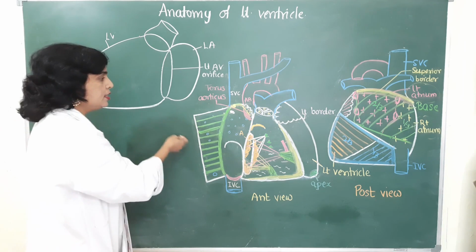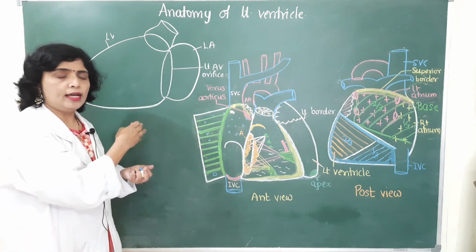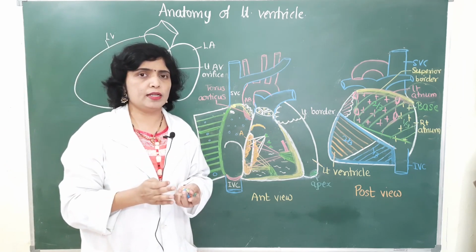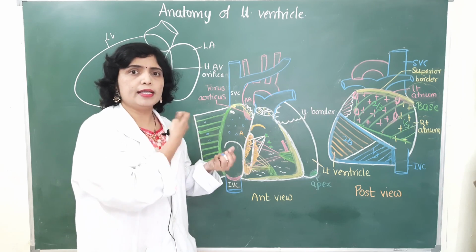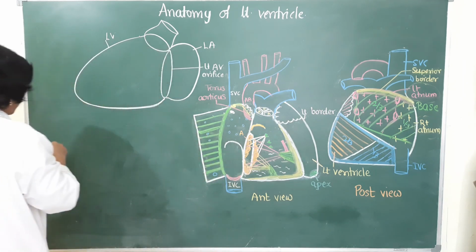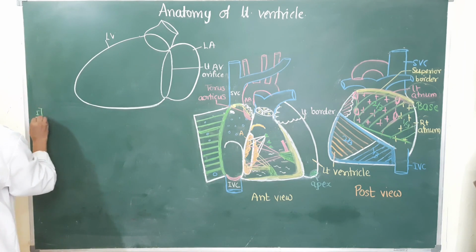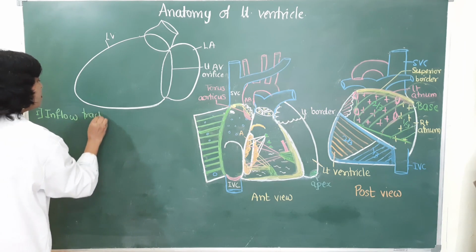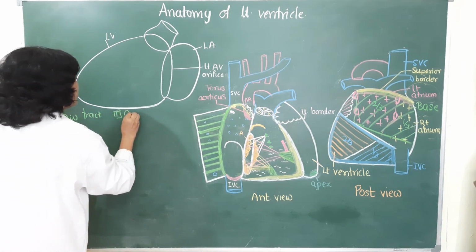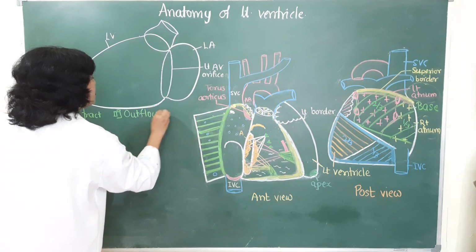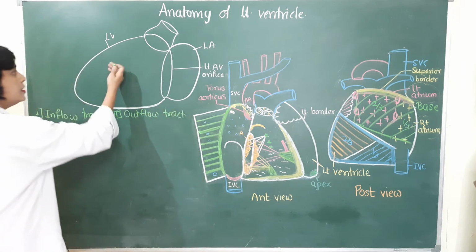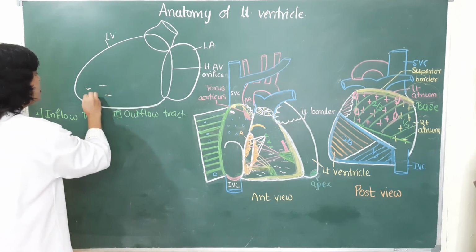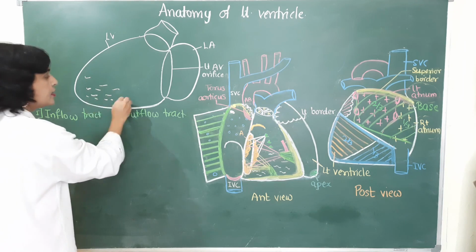Now coming to the interior of the left ventricle. The interior of the left ventricle and the interior of the right ventricle are very much similar, and like the right ventricle, the interior of the left ventricle is also divided into two parts: inflow tract and outflow tract. Here you get the inflow tract. The inflow tract is rough, so it is also called the inflowing rough part.